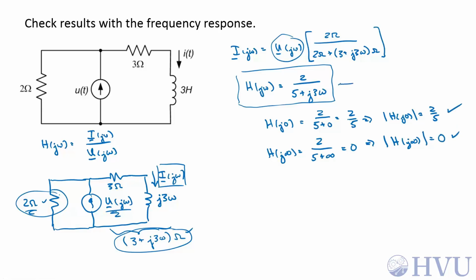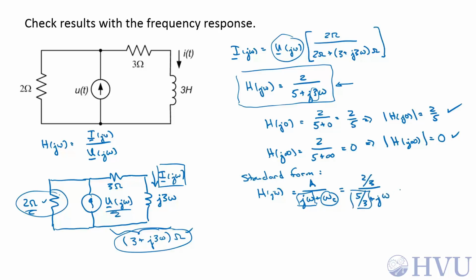I can find the cutoff frequency from this pretty easily by putting this equation in standard form. If I write H(jω) as some constant over jω plus omega sub c, that lets me pick omega sub c out directly from this. So I need to divide out this 3 to get the jω term like this. So this becomes 2 over 3 over 5 over 3 plus jω. So this is omega sub c, which also agrees with what we got before.